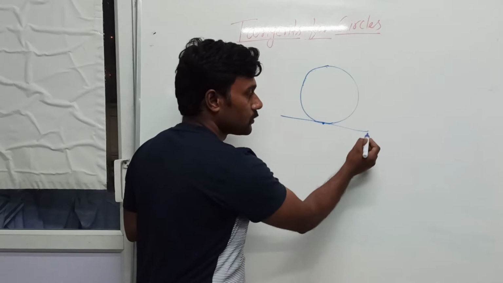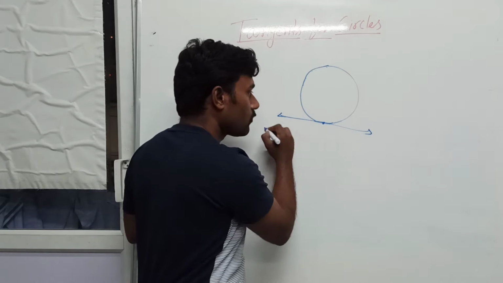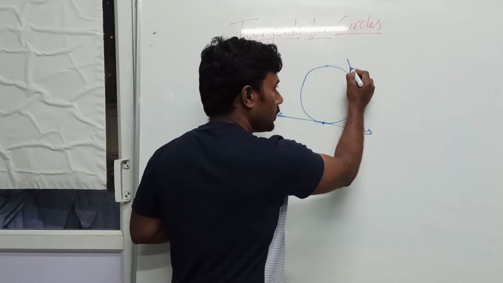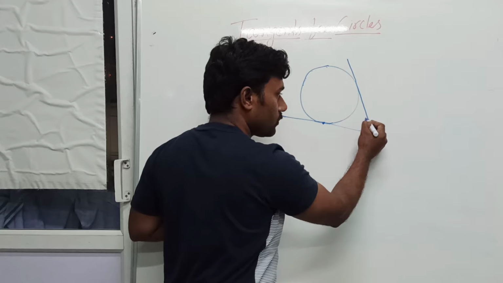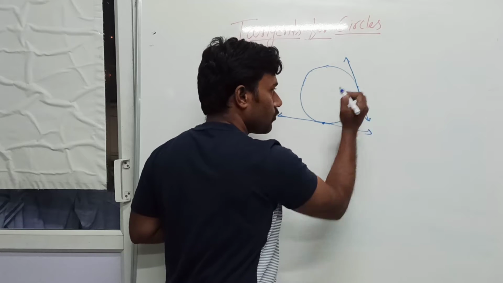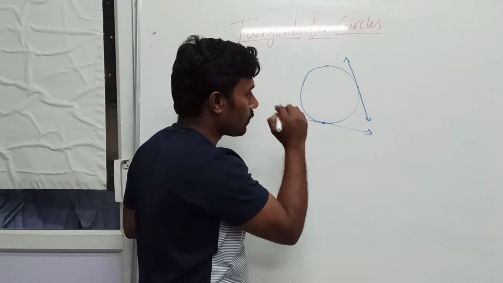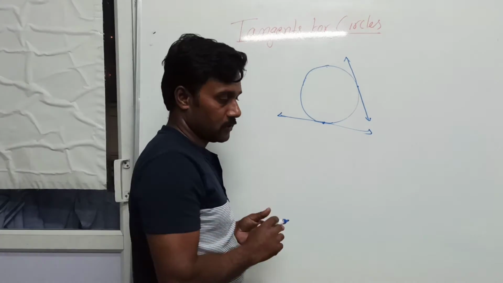here. So if a line is going to touch at only one point, then the line is called what? The tangent. These all touch the circle at only one point. These are called the tangents.